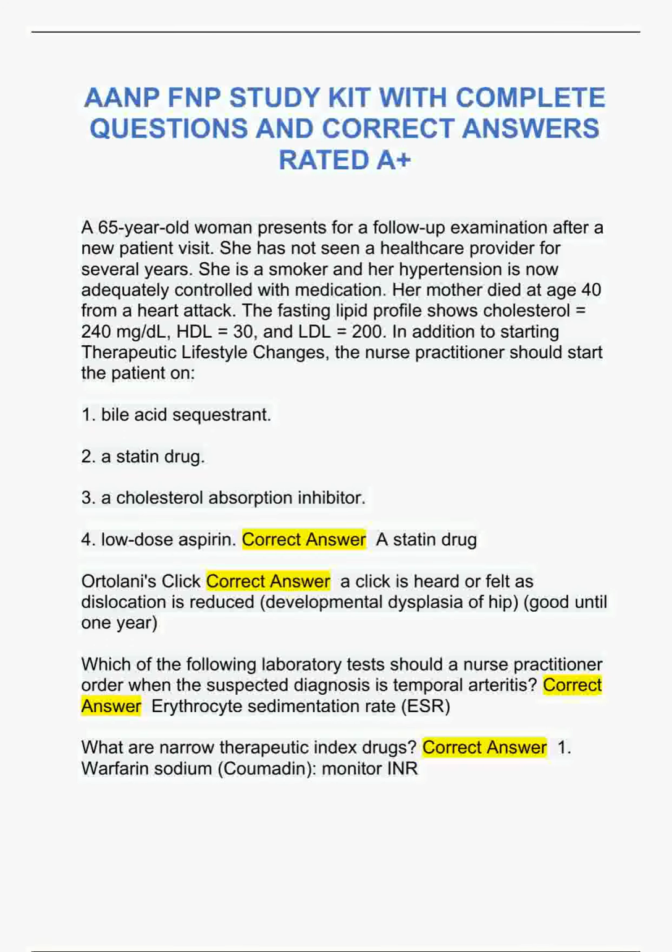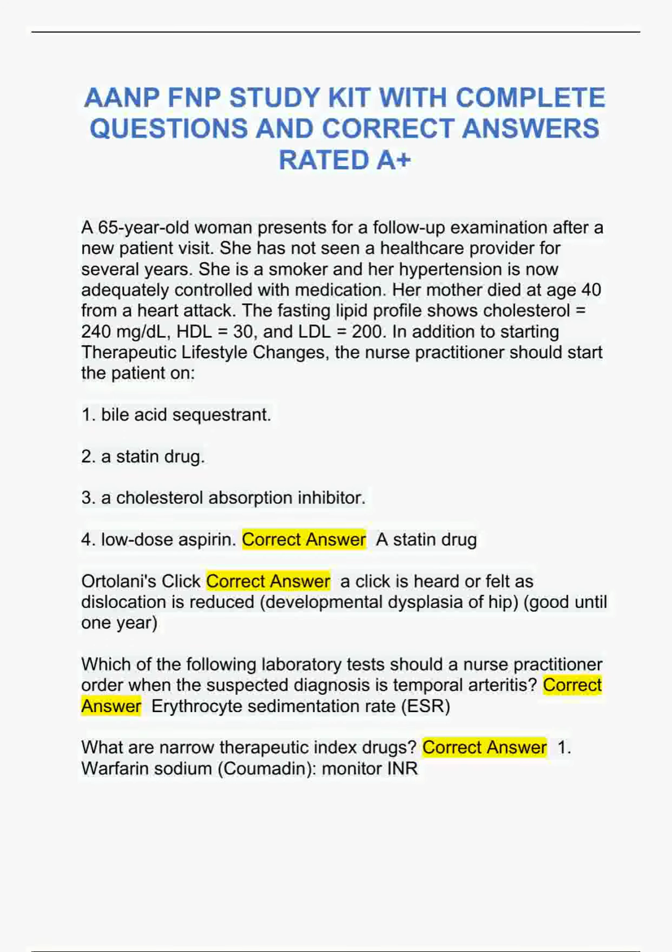In addition to starting therapeutic lifestyle changes, the nurse practitioner should start the patient on 1. Bile acid sequestrant, 2. A statin drug, 3. A cholesterol absorption inhibitor, 4. Low-dose aspirin. Correct answer, a statin drug.